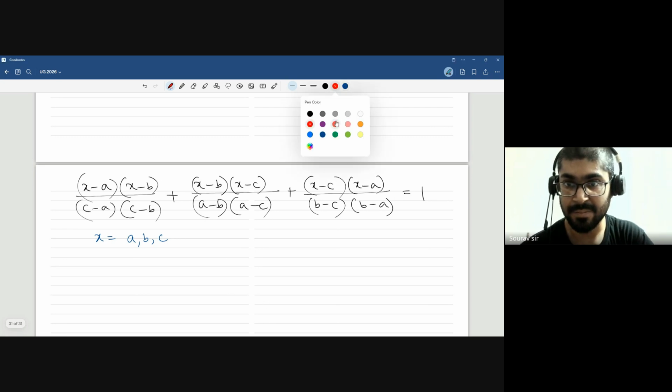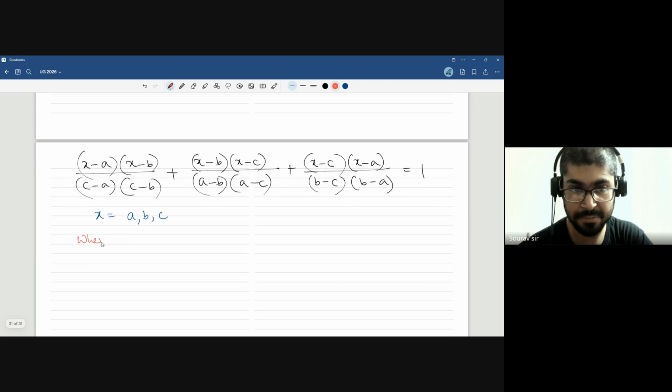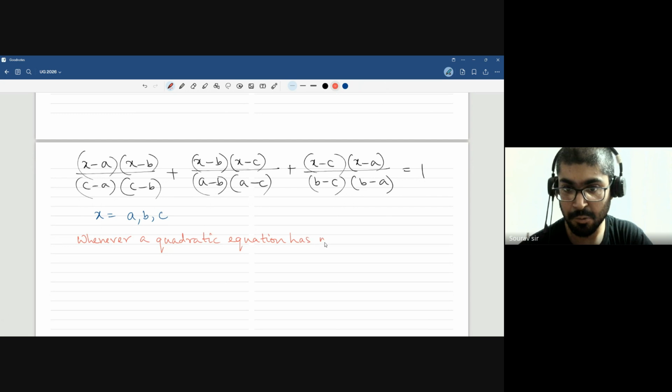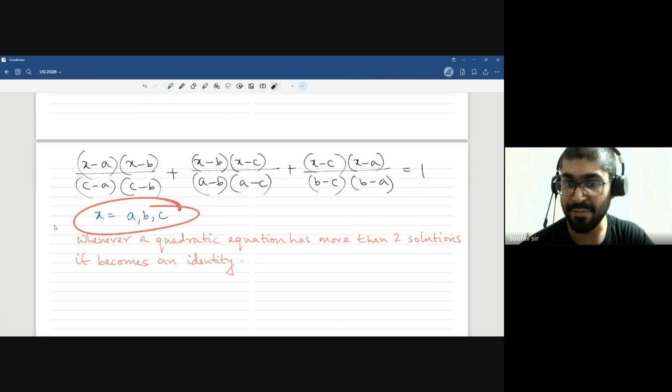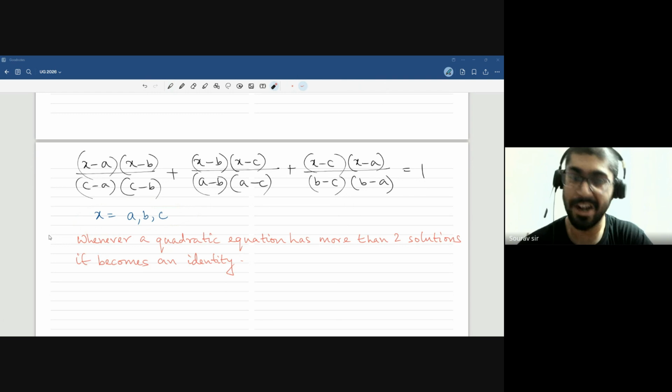Whenever, let us write it down. Whenever a quadratic equation has more than 2 solutions, it becomes an identity. Okay, so if it is true for more than 2, it will become an identity.